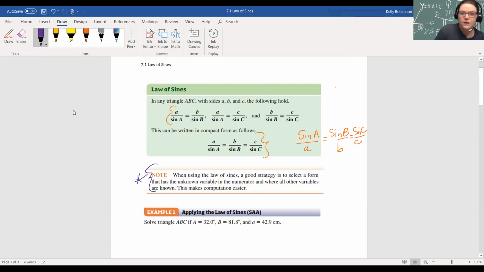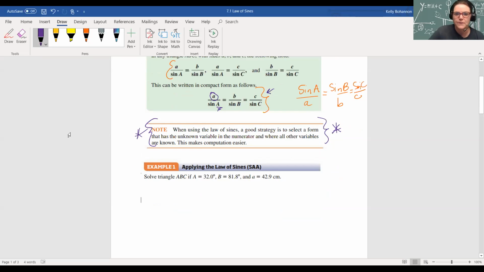When you are using law of sines, it is a good strategy to select a form where your unknown is in the numerator. That just makes the math a little bit easier for you. So just be flexible with the way you write this. It doesn't matter which is on top. Remember the lowercase letters are the sides, the uppercase letters are the angles. It doesn't matter if the side's on top or the angle's on top, but if you put your unknown on top, it makes the computation a little bit easier, the algebra part of it.